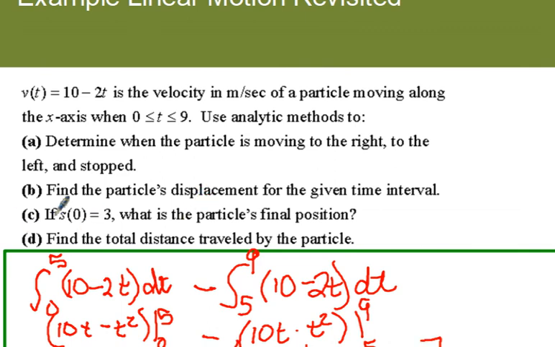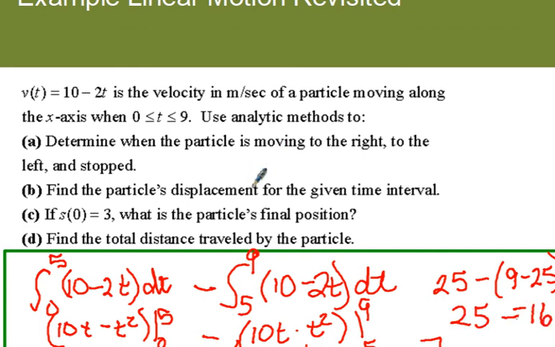So 50 minus 25 is 25. 90 minus 81 is 9, minus 25. 9 minus 25 is negative 16. So we have 25 minus negative 16, which is 41 meters. So the total distance traveled, they went 25 meters to the right and 16 meters to the left. So total distance traveled is 41 meters.